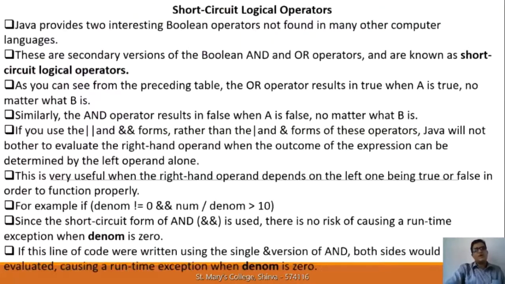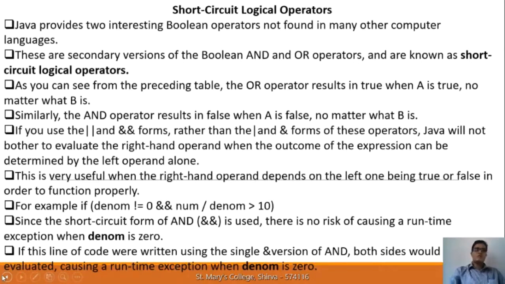Next one is the short circuit logical operators. In the case of a single ampersand, if you place a double ampersand, it is the short circuit logical AND operator. In the case of a single pipe symbol, if you place a double pipe symbol, then it is treated as a short circuit OR operator, and so on.